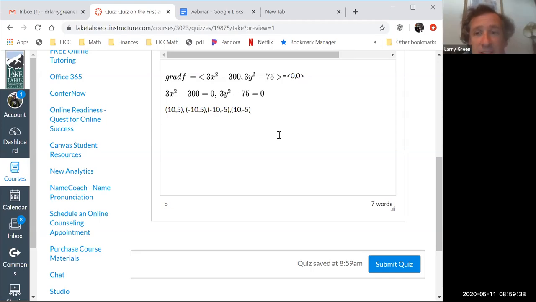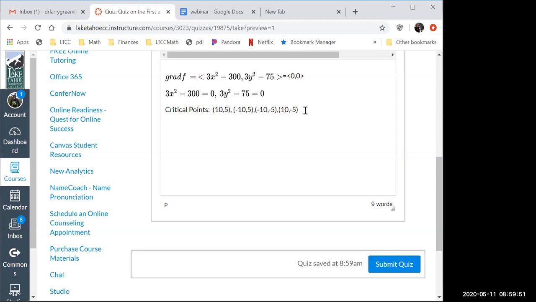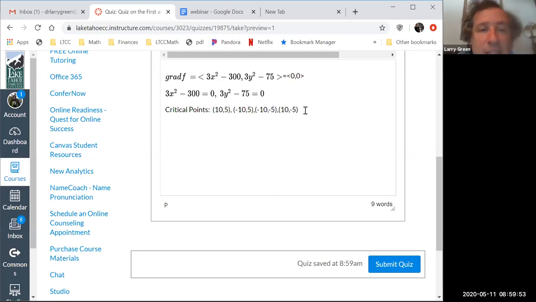Any questions on finding the critical points? Let me write critical point. Those are our critical points. Any questions so far? Okay, next thing we need to do is find the Hessian.